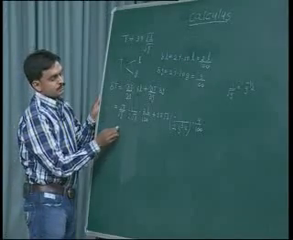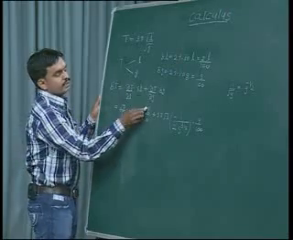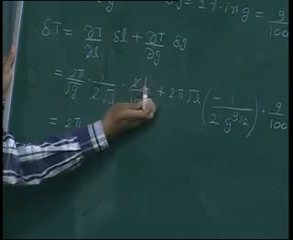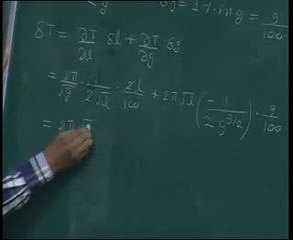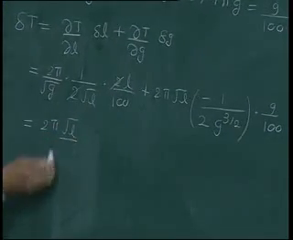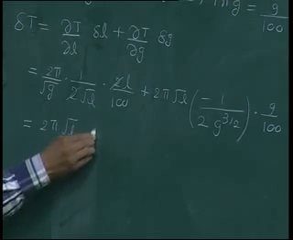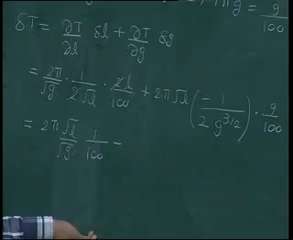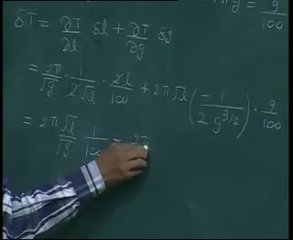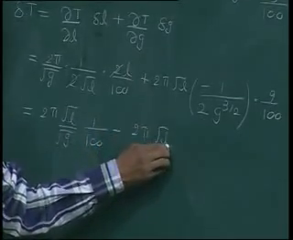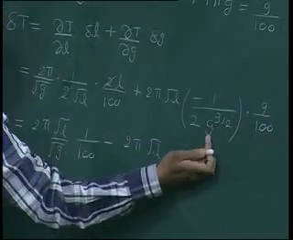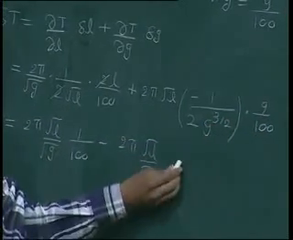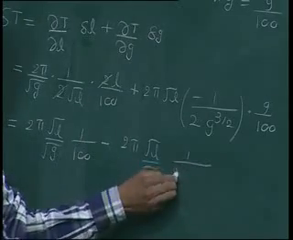So this is equal to, cancel here. So 2 pi L upon root L, that is root L upon root of g multiplied by 1 by 100, minus 2 pi root of L, g is here in the denominator, g raised to 3 by 2. So it will be root of g multiplied by 1 by 2 into 100.